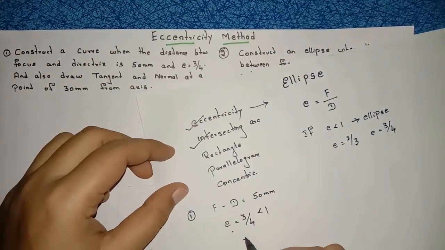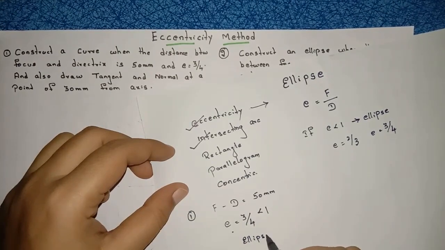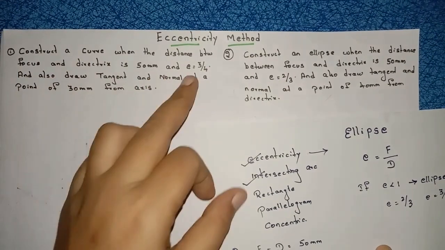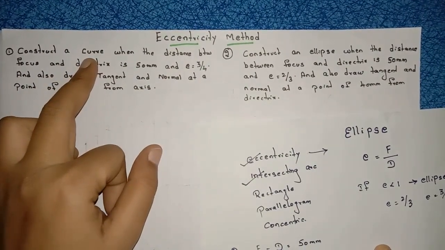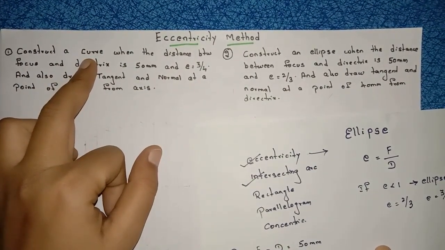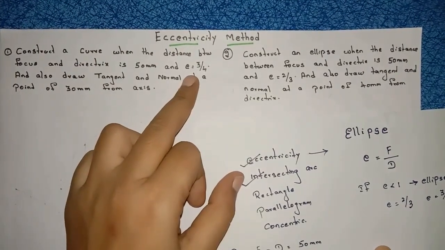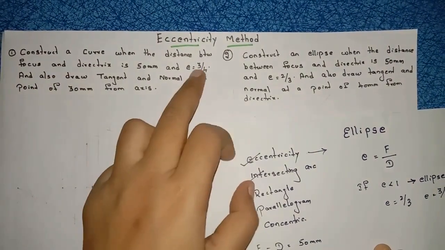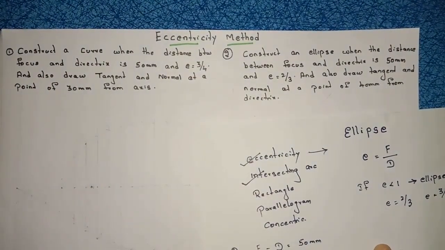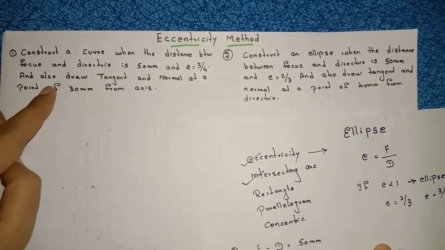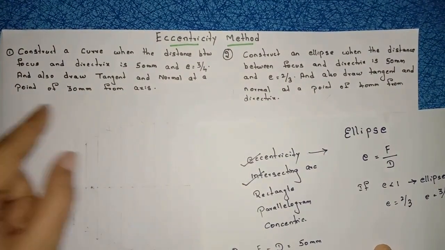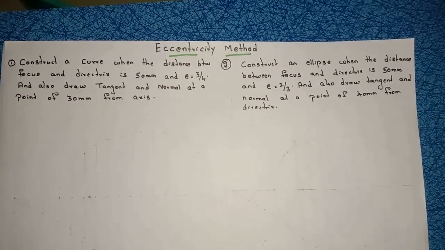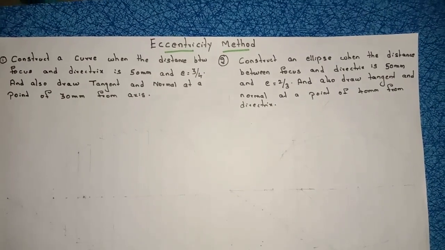If e is less than 1, what do you have to construct here? Ellipse. In a question, if they don't mention the curve directly, see the e value. If e is less than 1, you have to construct an ellipse. e is 3 by 4, which is less than 1, so you have to construct an ellipse. And also draw the tangent and normal at a point 30 mm from the axis. Now let us see how to construct this.